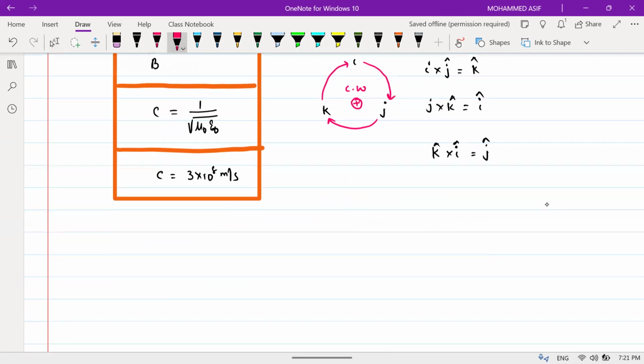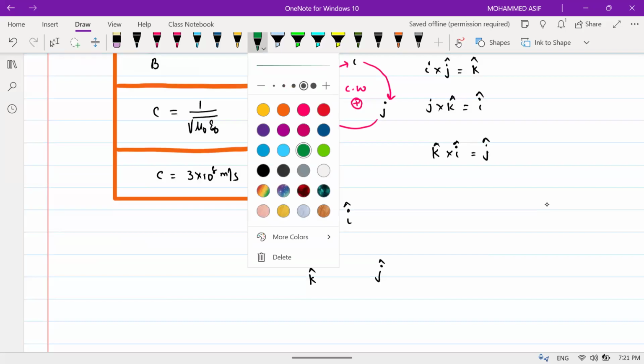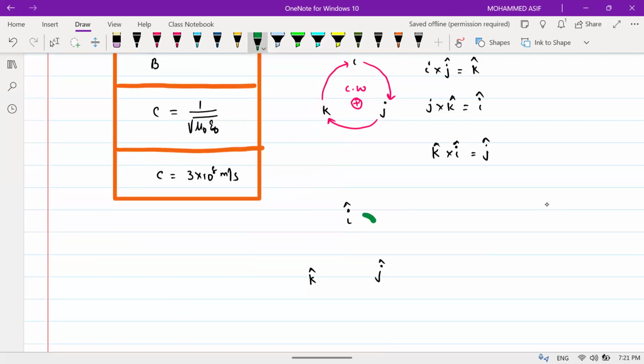In the same way, if I'm going in the anti-clockwise direction, okay, I'm having right now here I, this one is your J, and here it is right now K cap. Okay, and I'm moving in the anti-clockwise direction. Okay, like this. Arrow markers like this.